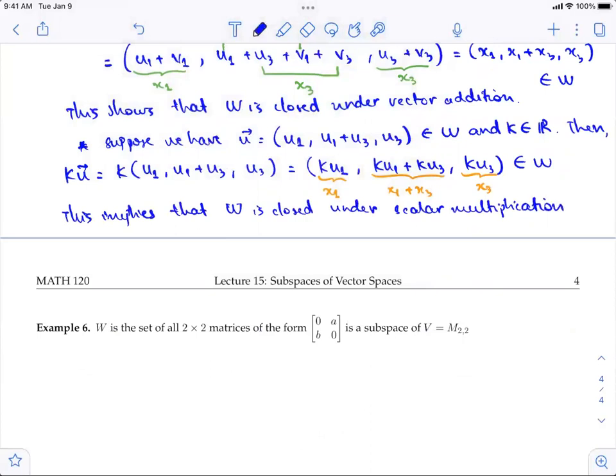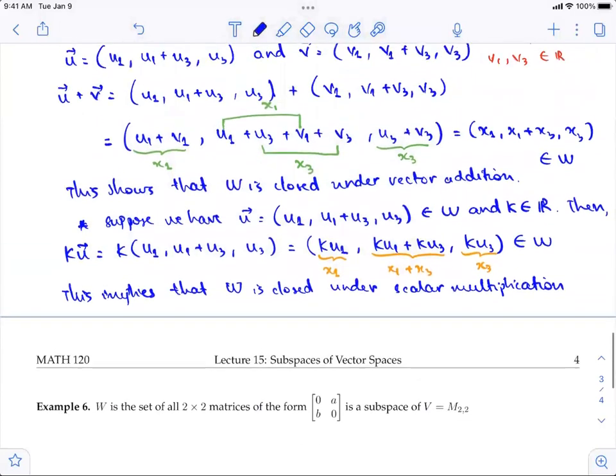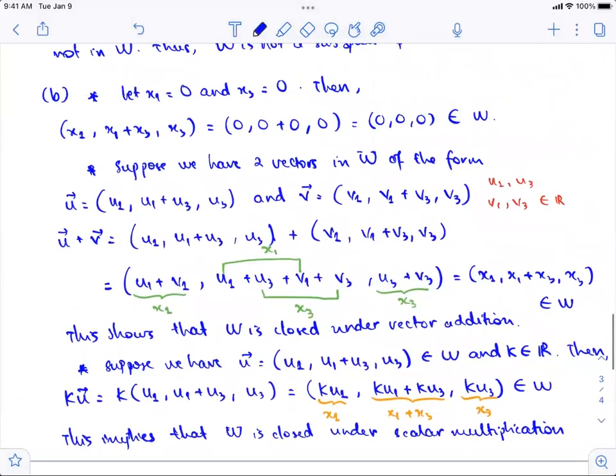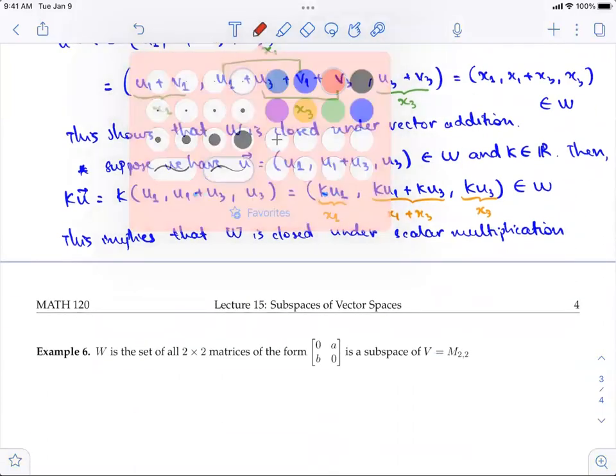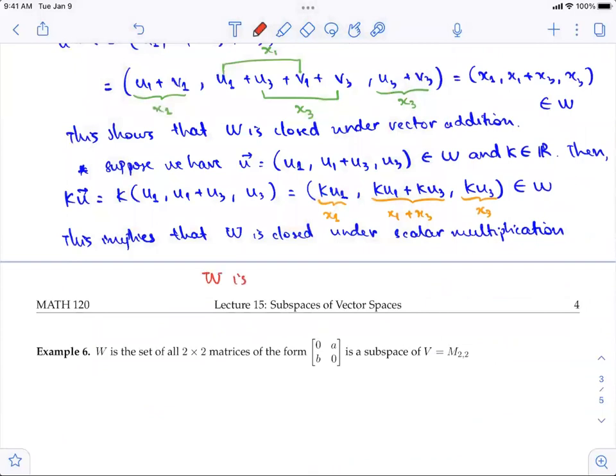And because W satisfies these three conditions, 0 is in the set, the set is closed under vector addition, and the set is closed under scalar multiplication, you say that W in this case is a subspace of R3. So hopefully you get the idea of how to determine whether a set is a subspace of a vector space or not.